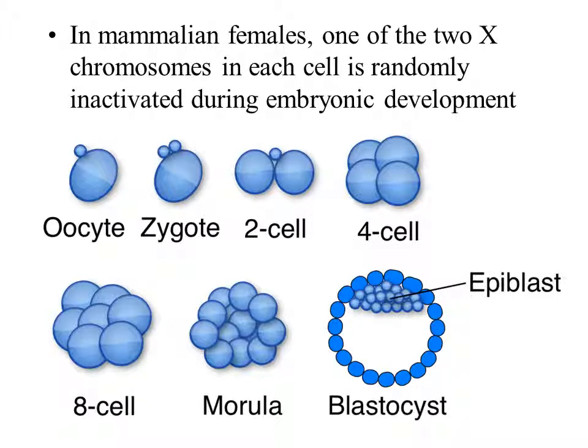In mammalian females, one of the two X chromosomes in each cell is randomly inactivated. This occurs during embryonic development. Remember, the female has two X's, and if the X has 1,100 genes, she would have 2,200 genes. So one of those X's will be deactivated. So now she will have the same number of X-linked genes as we males do.